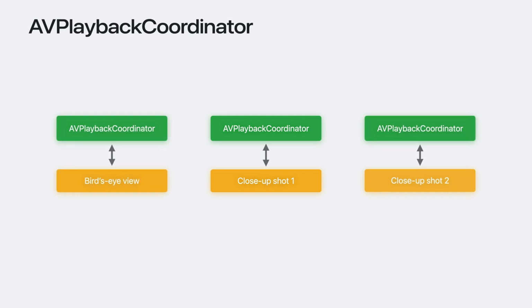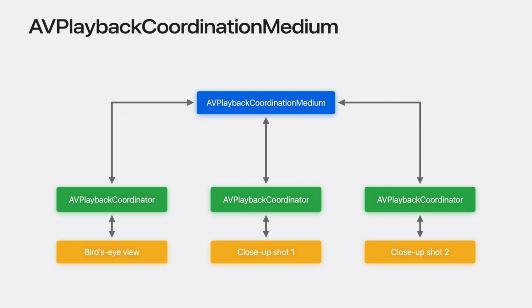If there are multiple video players, the Playback Coordinator needs to handle remote state management and make sure that each player is in sync with the others. The AV Playback Coordination Medium communicates state changes across all playback coordinators. The coordination medium passes states from one coordinator to the other playback coordinators and keeps them all in sync.